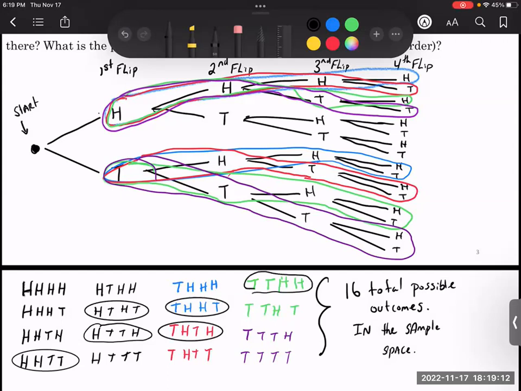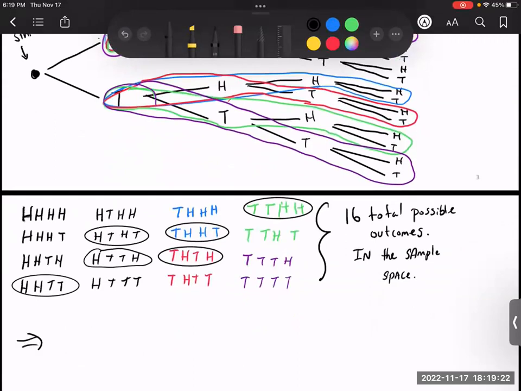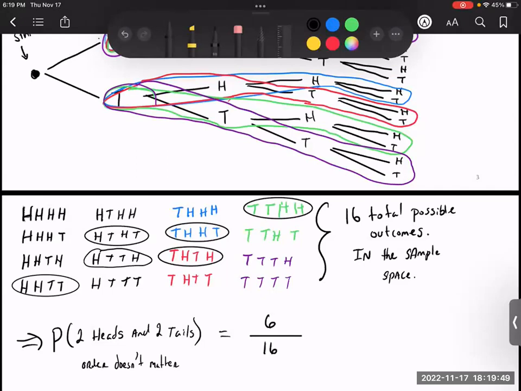So look at all the number of combinations or arrangements that I circled here. How many of them are there? 6. So if you want to write this out as a probability based on this problem, you say that the probability of getting 2 heads and 2 tails, again, the order of this doesn't matter, right? Order doesn't matter. Then this is going to equal, well, 6 out of 16. And there you go.